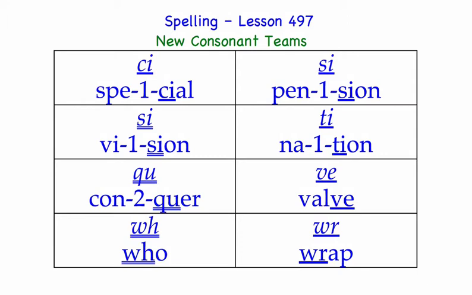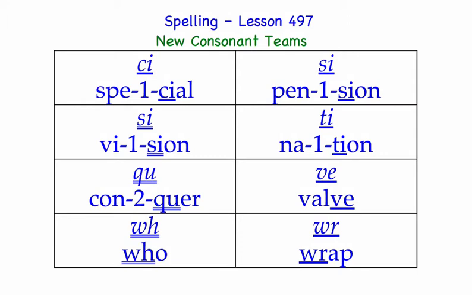Now let's look at VE. Almost no English words will end in the letter V. The letters V and E combine to form a team, a consonant team at the end of a word, when the silent E has no other function except to prevent the V from being the last letter in the word, as in the word valve. So again, most English words will not end in V, and so sometimes you'll encounter VE as a team when the E's only purpose is to prevent the V from being the last letter in the word.